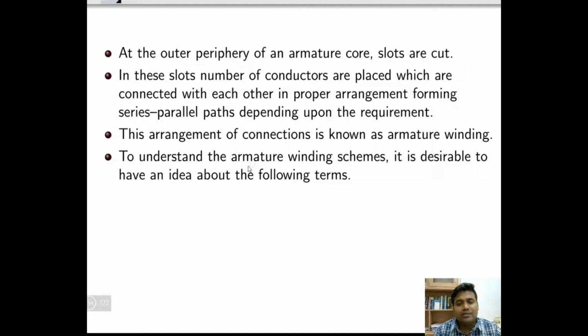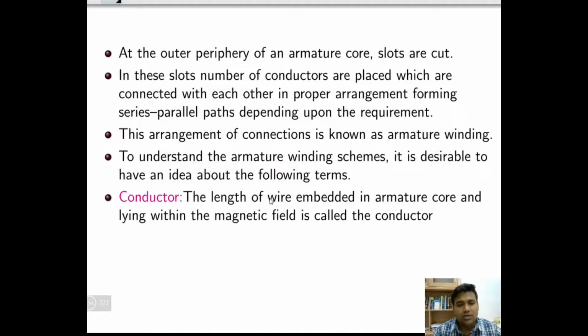So to understand the armature winding schemes, it is desirable to have an idea of a certain number of terms. First we will see what is a conductor. A conductor is basically the length of the wire that is embedded in the armature core and lying within the magnetic field.